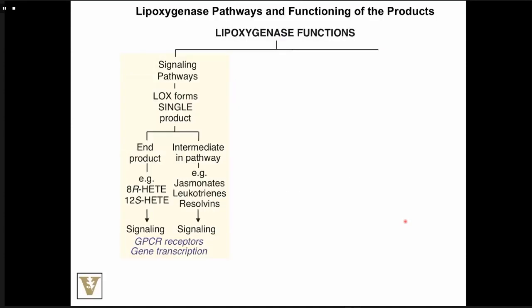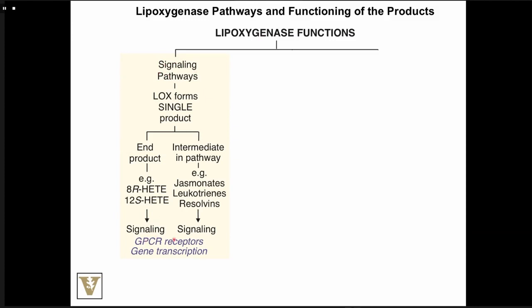But first of all, let me just introduce in very general terms the functioning of lipoxygenase enzymes, how it could be classified. Now, I made this up about 20 years ago and looked at it recently. I thought it wasn't too bad. So I've updated it a little bit, but this is the general gist.